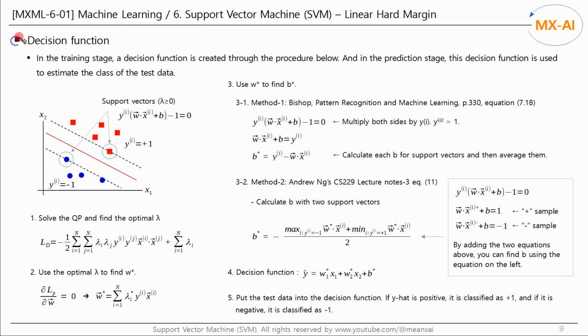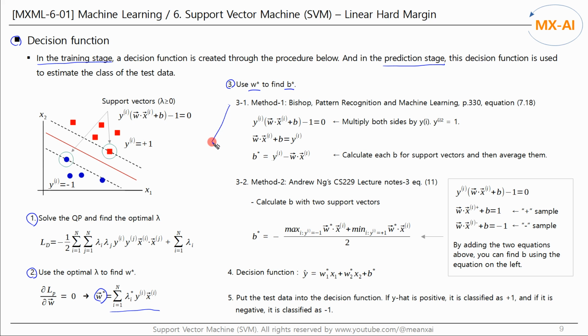Lastly, let's look at the decision function. In the training stage, a decision function is created through the procedure below. And in the prediction stage, this decision function is used to estimate the class of the test data. Step 1 finds the lambda star, which is the solution to the dual function below. In step 2, we use the lambda star to find the W star through this equation. In step 3, we use the W star to find the B star.